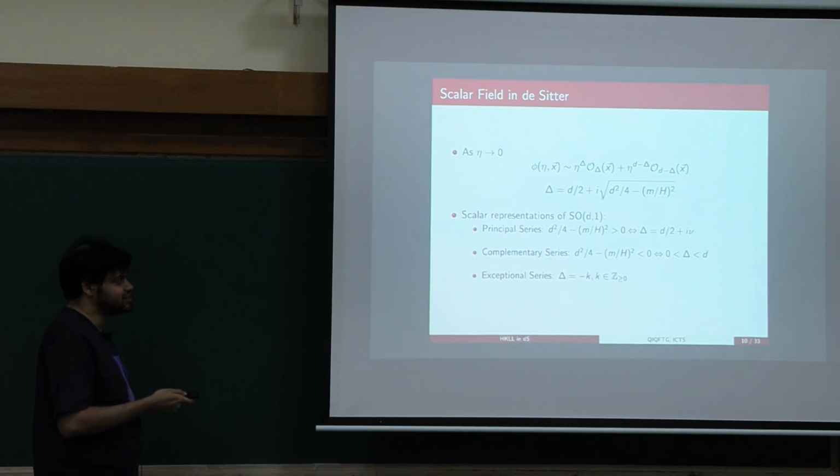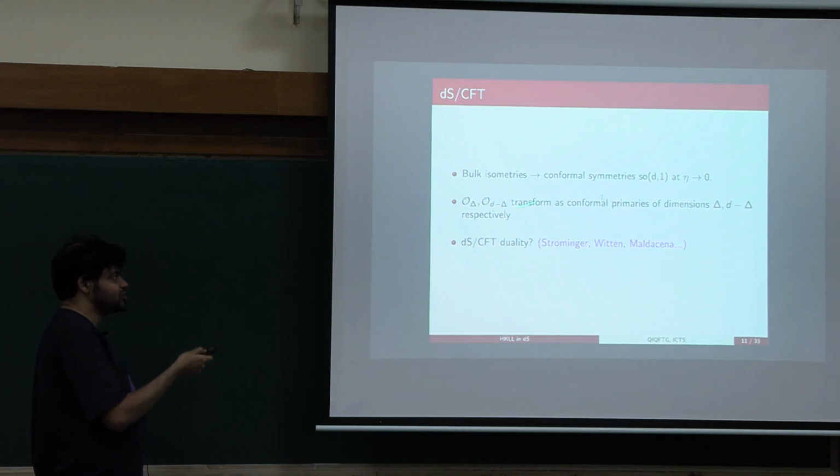Okay, so we have this series of scalars. Now if you look at the isometries of deSitter, you write all the bulk isometries of deSitter, they form some SO(d,1) algebra, and if you take the limit eta goes to 0 to the boundary, you will see that the action of those generators is exactly the same as the action of conformal symmetries on a plane. So it's some Euclidean plane acting with some conformal symmetries SO(d,1) at eta equal to 0.